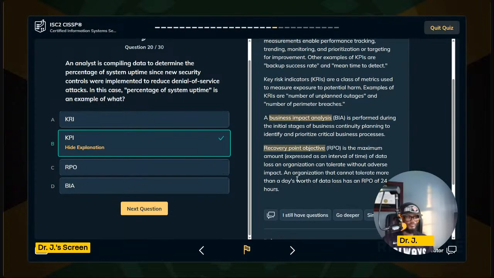And RPO, as I mentioned, is recovery point objective, that's the maximum amount, expressed as an interval of time, of data loss an organization can tolerate without adverse action. So actually, I got that wrong, 'cause I thought it had more to do with data. An organization cannot tolerate more than a day's worth of data loss with the RPO of 24 hours. So RPO again, that's measured in time. Doesn't RPO, and there's another one that has to do with data, amount of data that an organization can't safely lose.